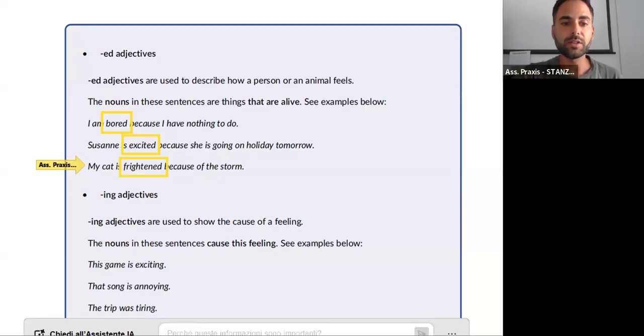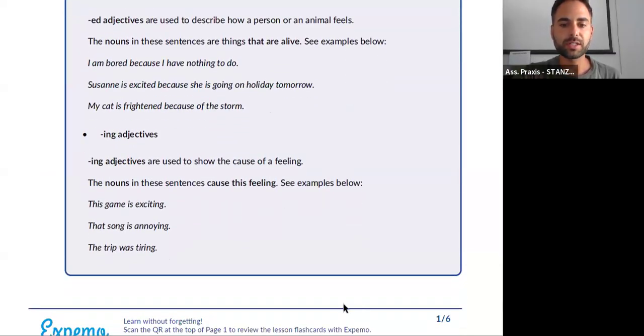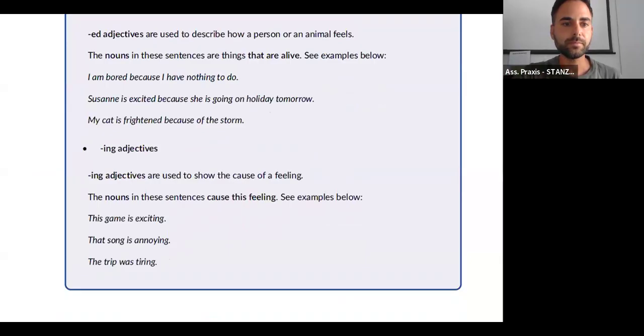Let's now look at the gerund, so the ing ones. We're going to read the first line here. It says, ing adjectives are used to show the cause of a feeling. So the nouns in these sentences cause this feeling. So we're going to see the examples below. The first one says, this game is exciting. That song is annoying. And the trip was tiring.